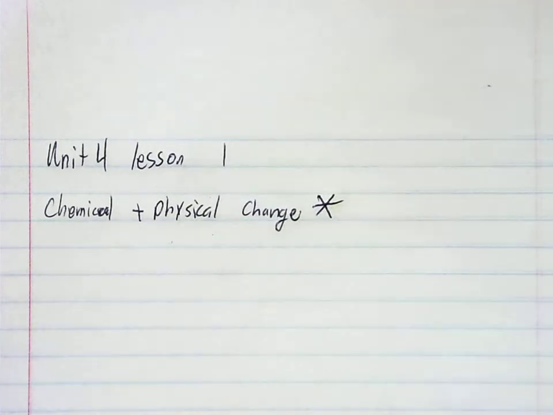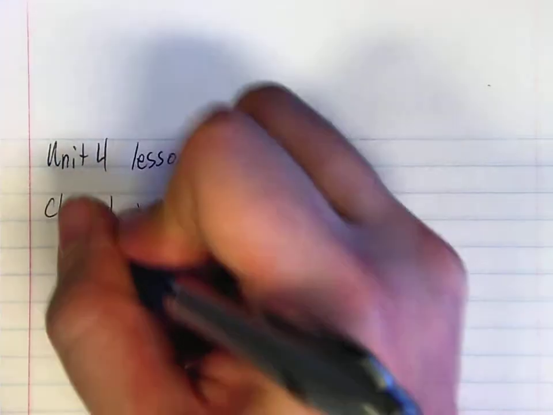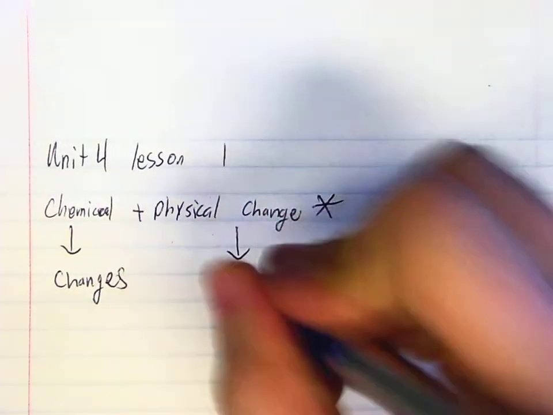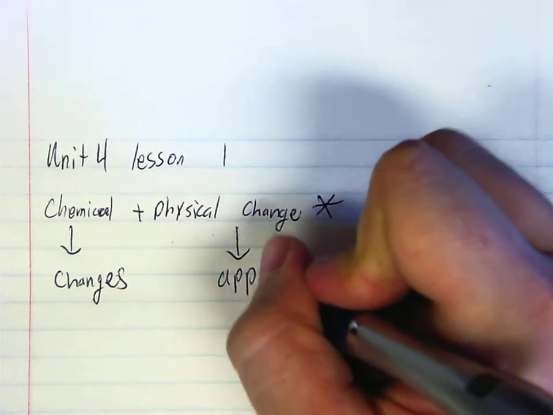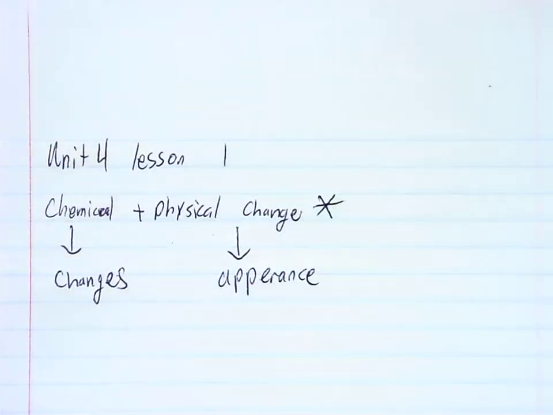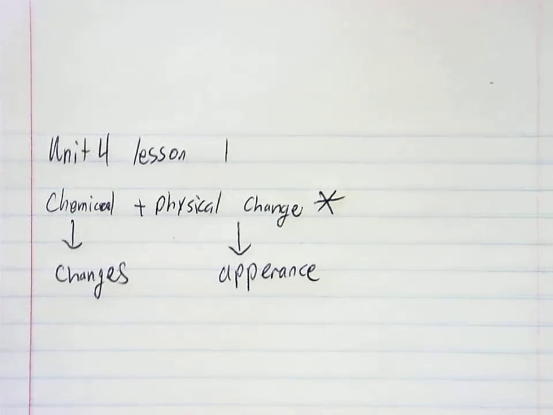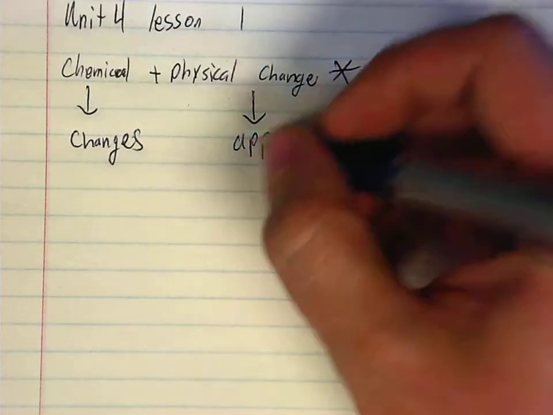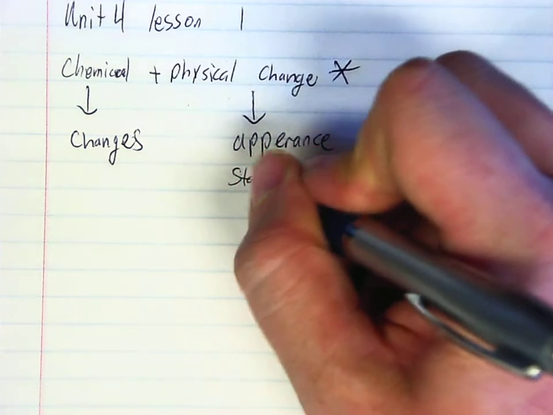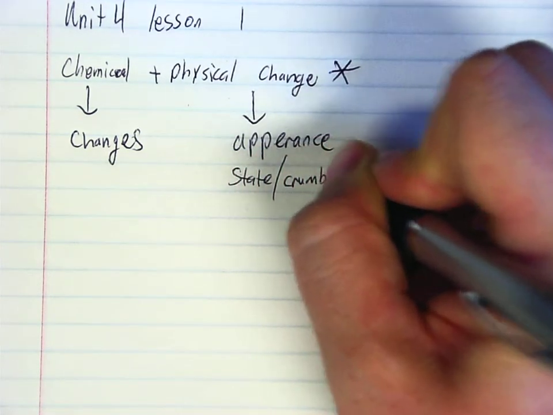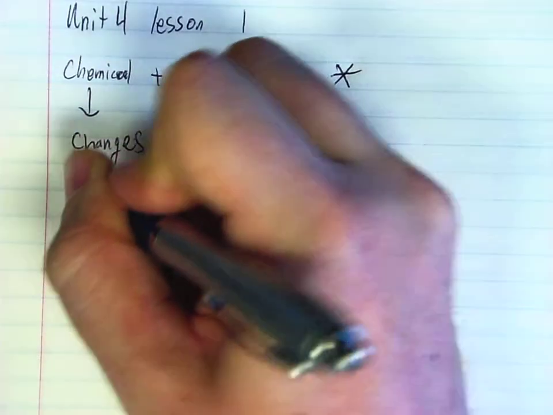It should have related this idea that this changes the material. This changes the appearance of the material. It doesn't necessarily change what it is, but it changes how it looks. So this changes the chemical formulas, this changes just how it looks. This is state, crumpling. This is happening at an elemental level.